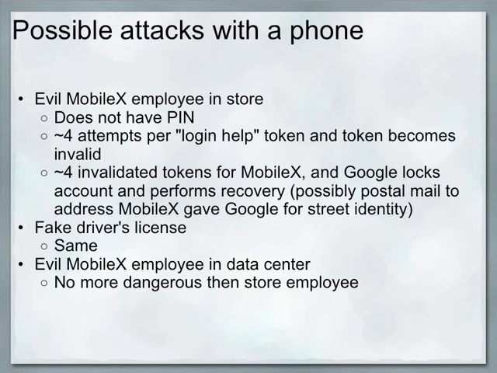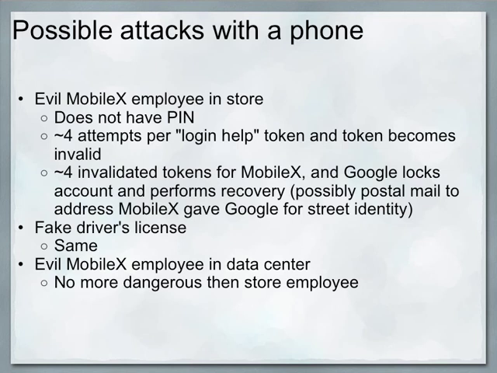Now, another potential attack vector is, what if there's an evil employee who works at MobileX? They could just pretend that the person came into the store and showed their photo ID, and the MobileX employee could give themselves their new phone associated with the user's account number. But if they did that, when they turned on the phone, it would say, "Hi, Bonnie," but would now ask for her PIN. And if after a few attempts it wasn't successful, well, that token could be invalidated. Or even more broadly, if Google sees a whole bunch of tokens get invalidated from MobileX, it could just completely lock out MobileX's access to her account and perform some account recovery with the user. Well, unfortunately, that might even involve something as low-tech as sending a one-time code via postal mail to the street address that MobileX gave the user to Google for street identity.